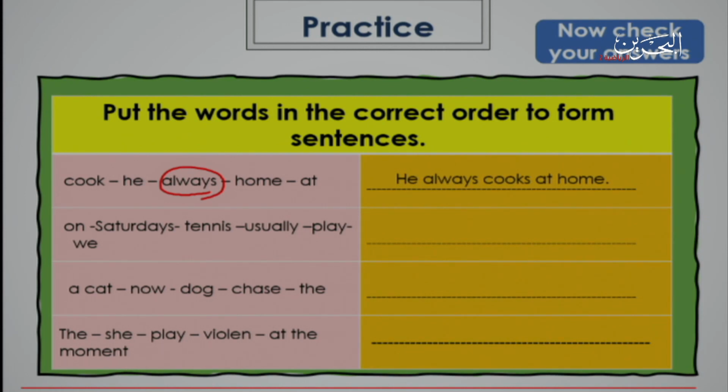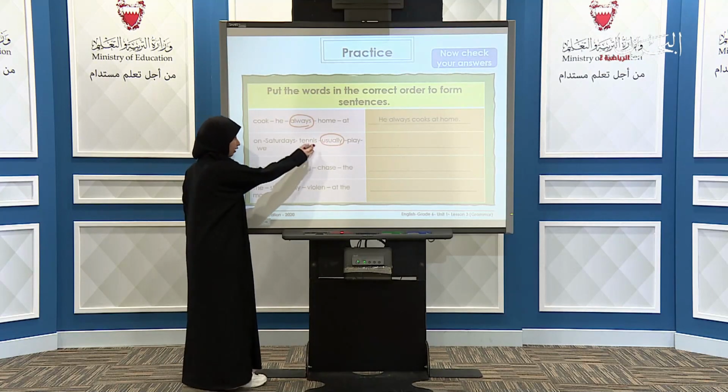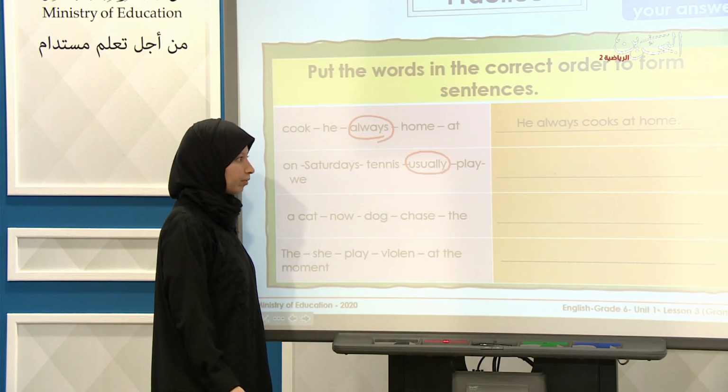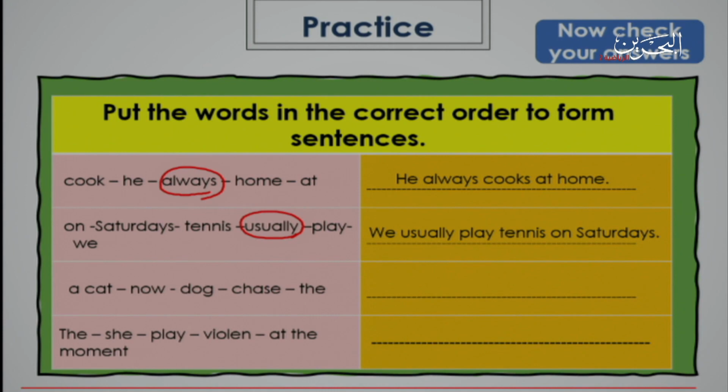The second sentence is on Saturdays, tennis, usually. This is the adverb of frequency, play. We need to use the present simple tense as well because we have the adverb of frequency, usually. We usually play tennis on Saturdays. This is the pronoun we. We have added the adverb of frequency, usually, play tennis on Saturdays, and at the end we put a full stop.